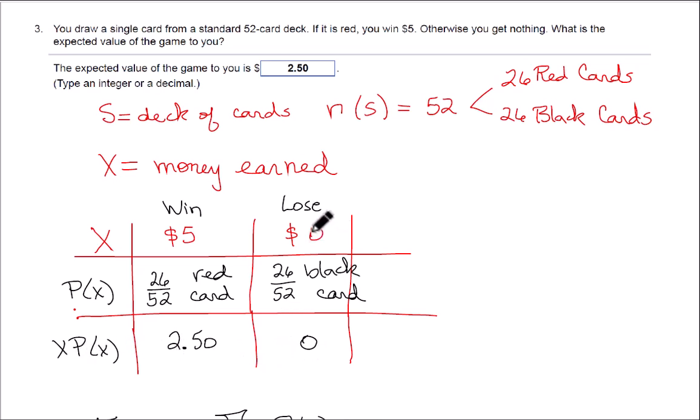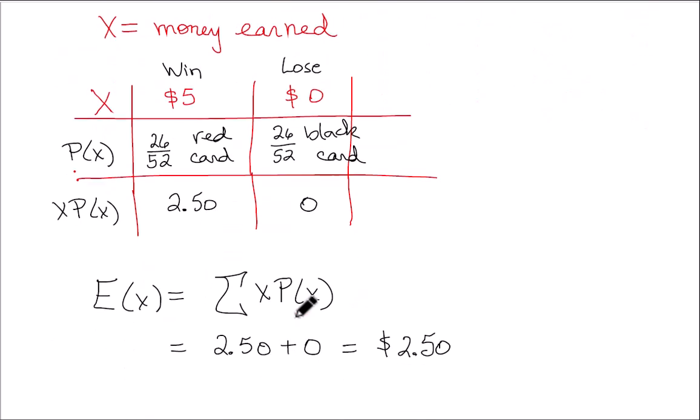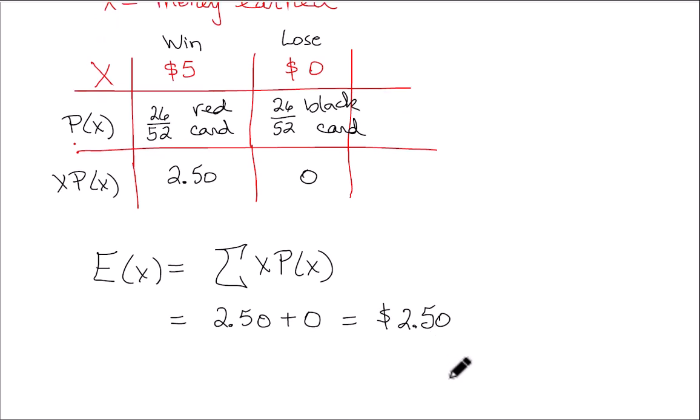What's the probability I lose? Well, there's 26 black cards out of 52, and 0 times that number is 0. So the expected value is, well, it's only the sum of one thing because this is 0. And so the expected value is $2.50. Sometimes we'll win, sometimes we'll lose. On the average, $2.50.